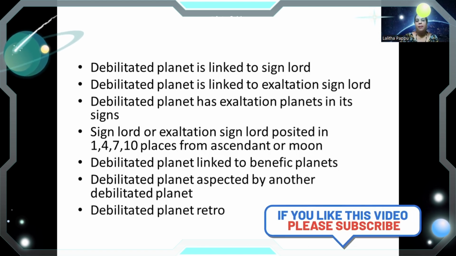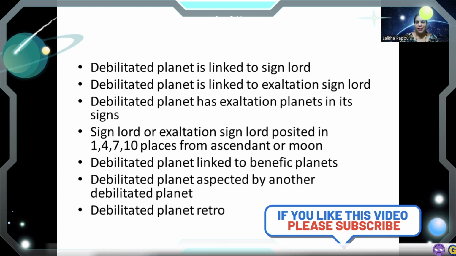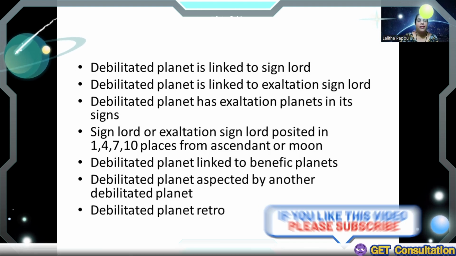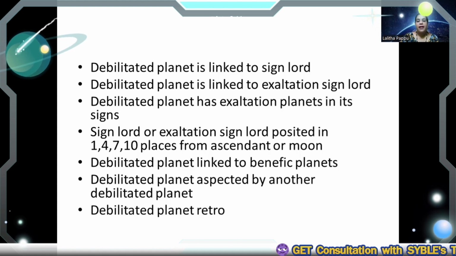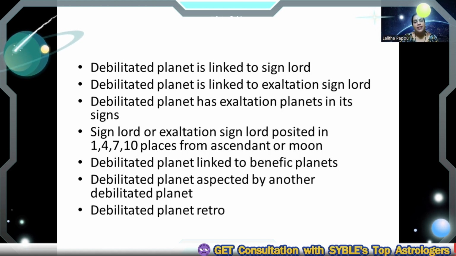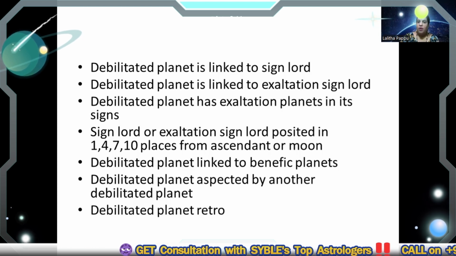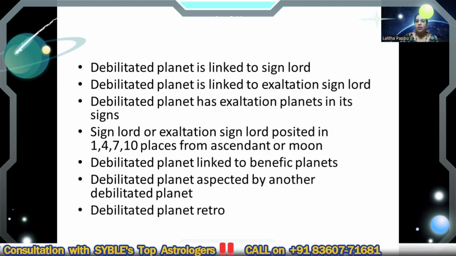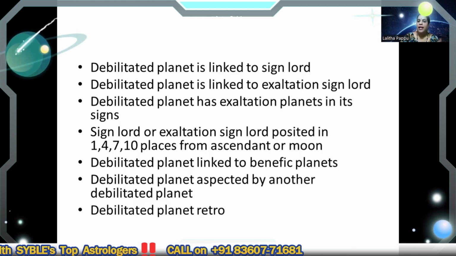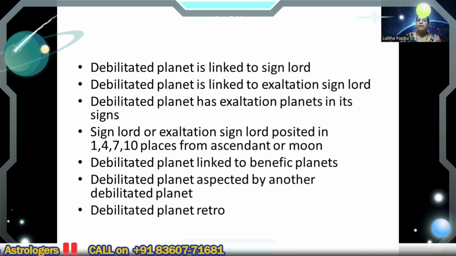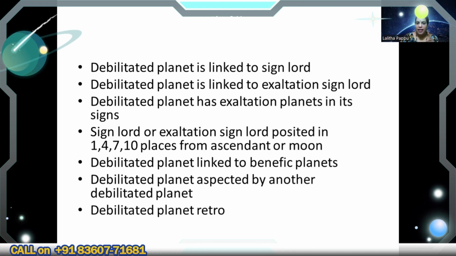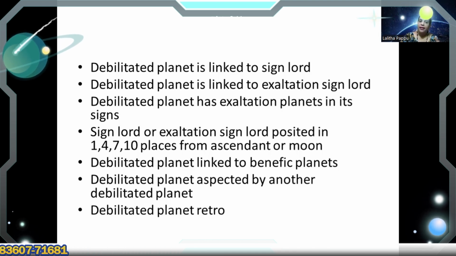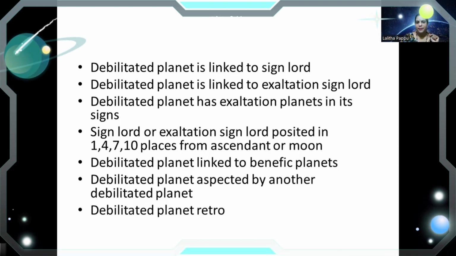Next, the debilitated planet is linked to the exaltation sign lord. Sun gets debilitated in Libra, I said. Where does it get exalted? It gets exalted in Aries. What is the sign lord of Aries? Mars. Exaltation of Sun occurs in Aries. Sign lord of Aries is Mars. If there is a connection between Mars and Sun, then the debilitation gets cancelled.